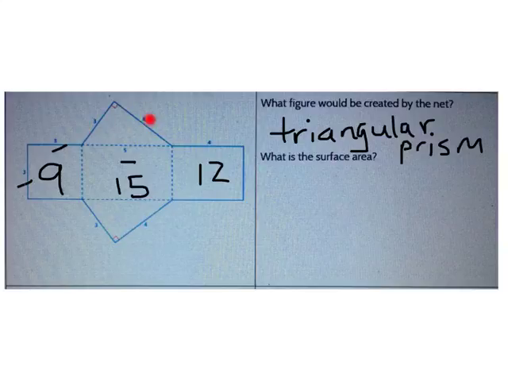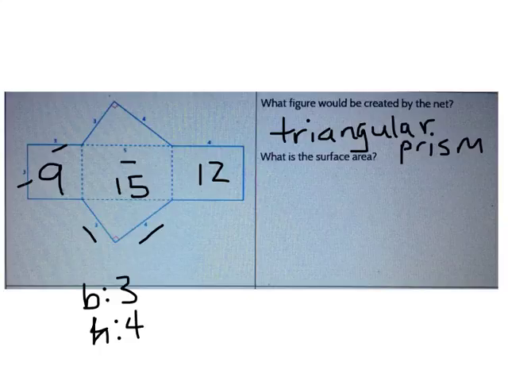Now the only thing I have left is to find the area of these two triangles. What's the base and height of one of the triangles? Well, the base is 3 and the height is 4, or the base is 4 and the height is 3. They make a right angle. So I can find the area of the triangles. If the base is 3 and the height is 4, what's the area of each triangle? 3 times 4 is 12, divided by 2 is 6.